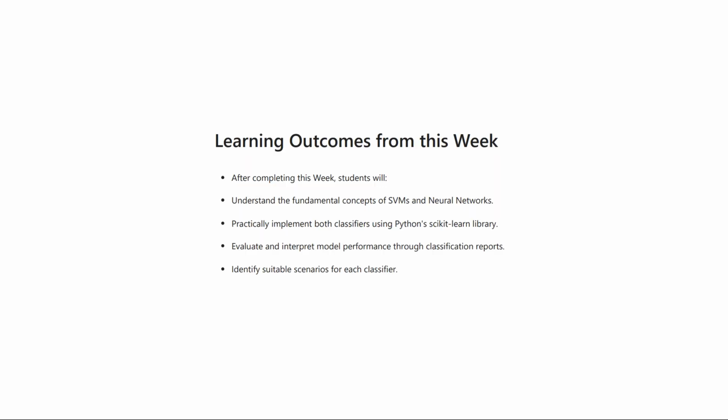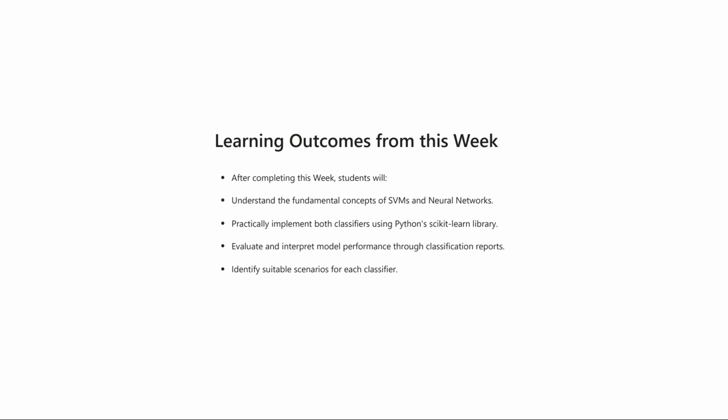So to wrap things up, the key takeaway from this week is that SVM is great for smaller datasets and it creates clear decision boundaries. Neural networks are powerful, but they need lots of data and careful tuning. We learned how to implement both using scikit-learn, how to evaluate them with confusion matrices and classification reports, and how to compare different models to see which one works better for your specific problems.